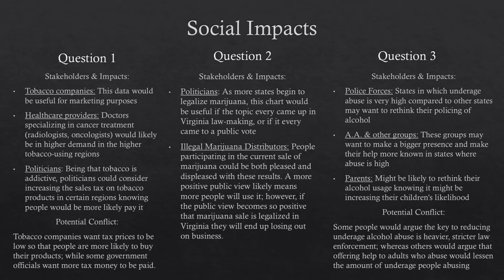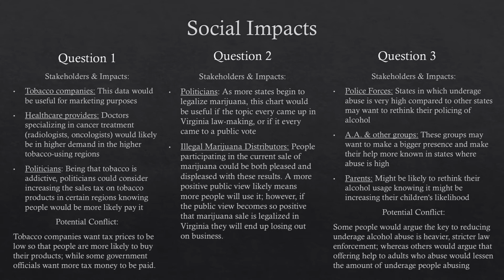And also illegal marijuana distributors. These people participating in the current sale of marijuana could be both pleased and displeased with these results. A more positive public view likely means more people will use it. However, if the public view becomes so positive that marijuana sale is legalized in Virginia, then they will end up losing out on business. Finally, with question 3, police forces are a stakeholder.